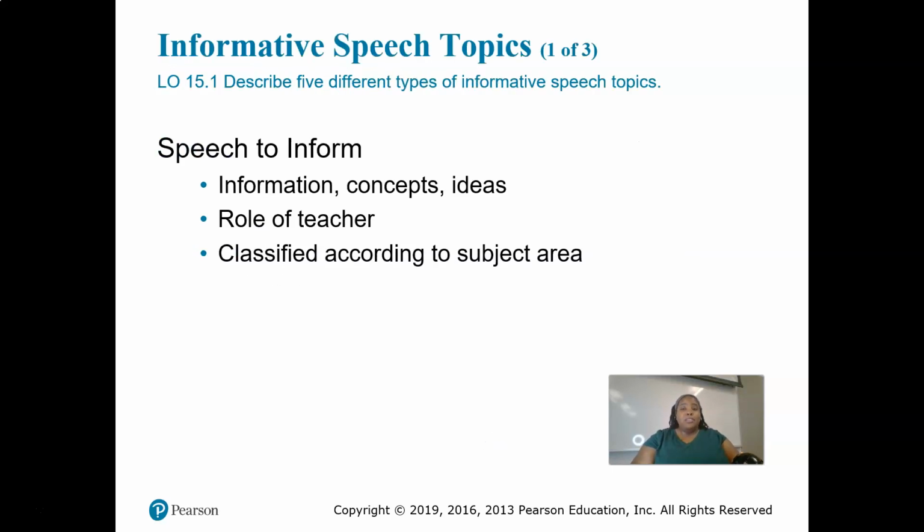Now, when you're speaking to inform, you're nonpartisan. So you're objective and you are talking about several sides of a particular topic. So you have the role of a teacher, you're talking about information, concepts, and ideas, and you're breaking down a particular subject.